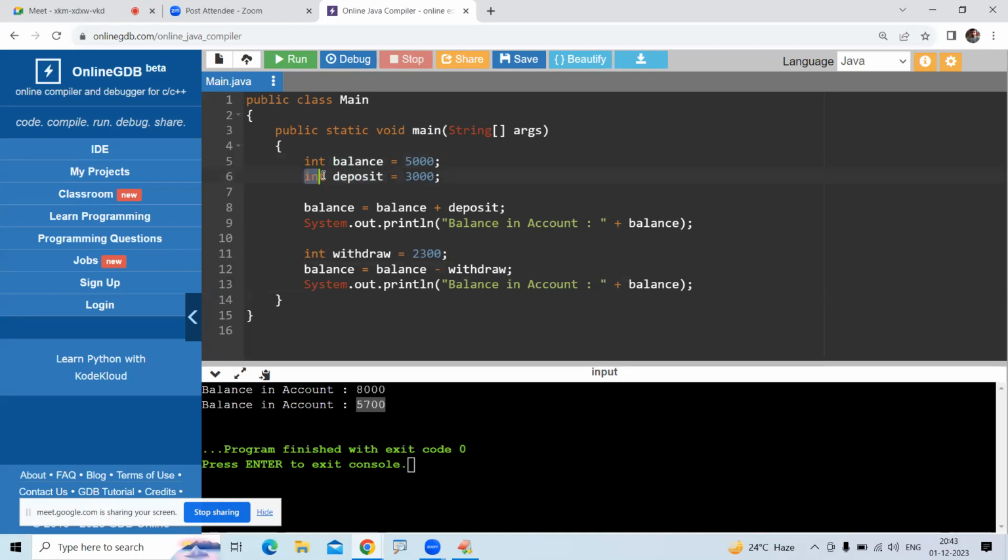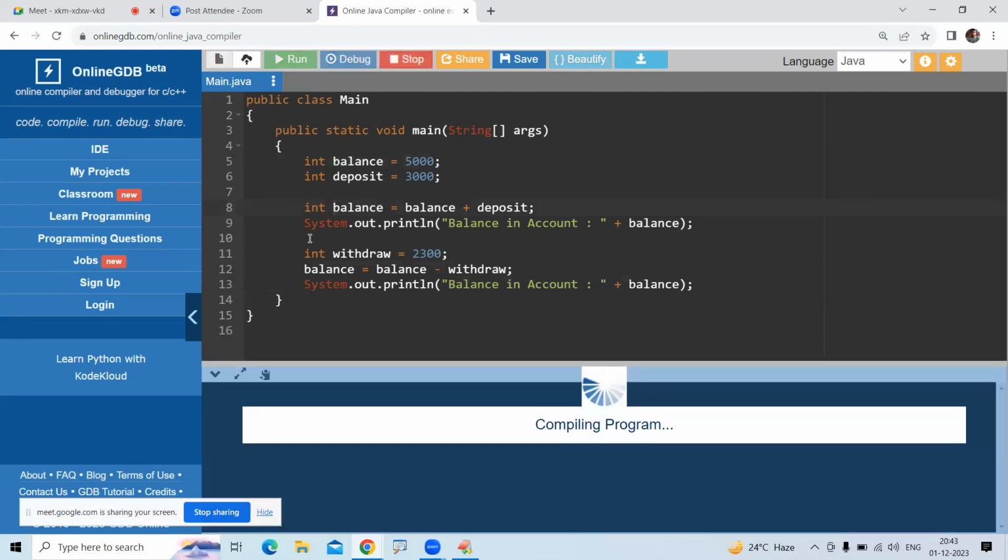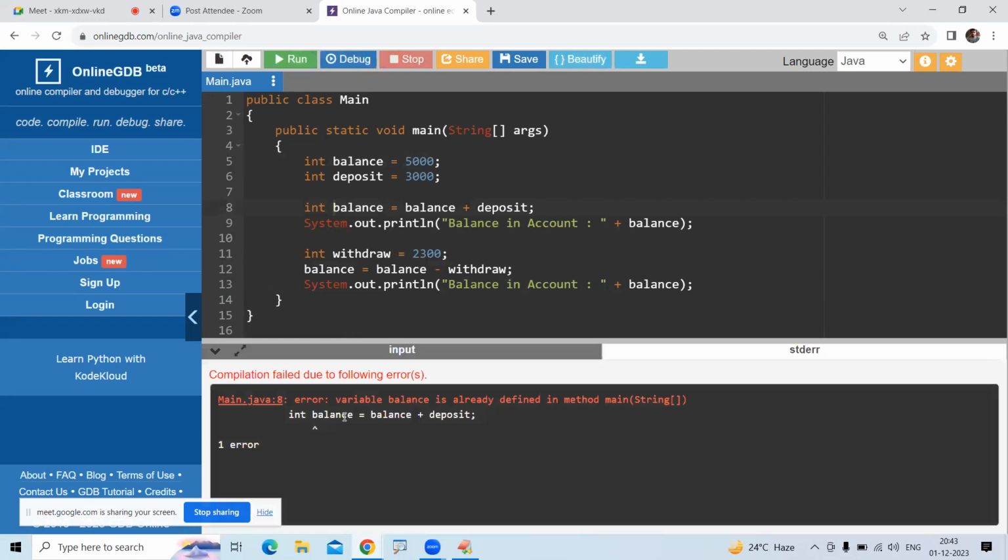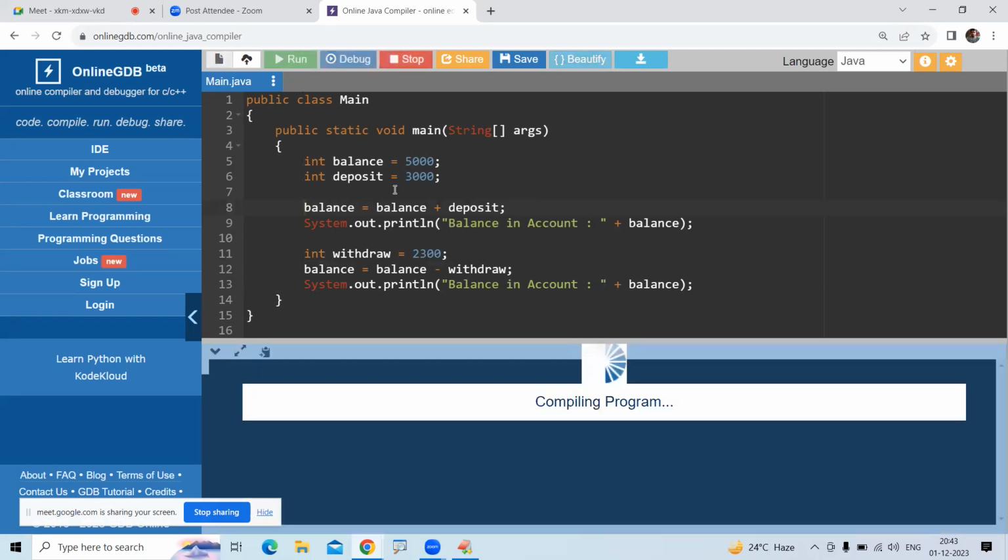First time, whenever you are writing a variable, balance is a new variable, so give the data type. Deposit is a new variable, data type. Withdraw is a new variable, data type. Sir, the second time I am using balance, deposit, withdraw, balance, don't use the data type. Second time, by mistake, if you use int, you will get an error message. As a basic programmer, these simple points are very, very important. Don't use this one. Then only you will get the output.